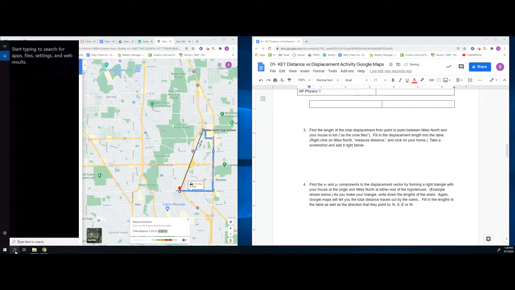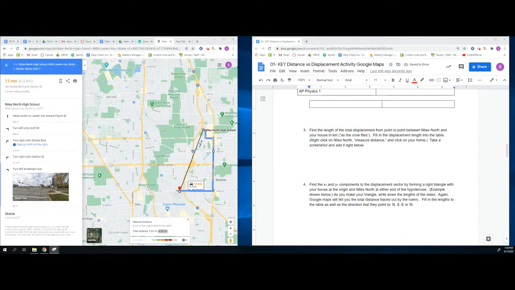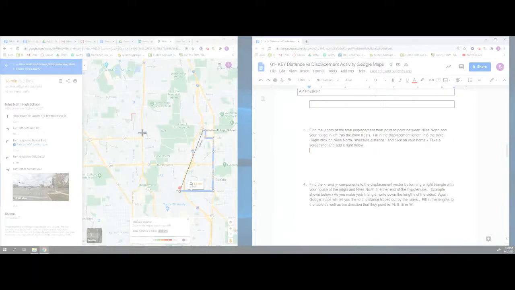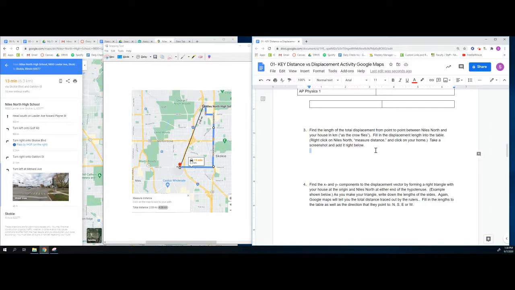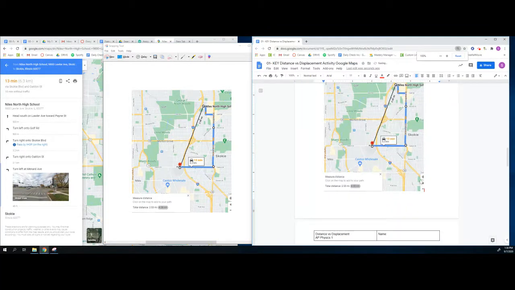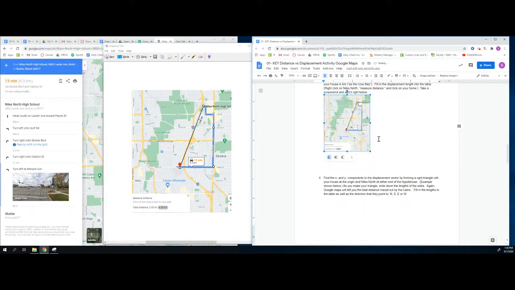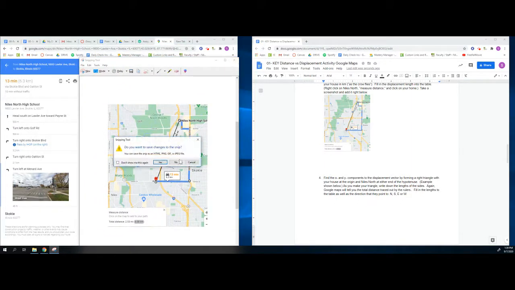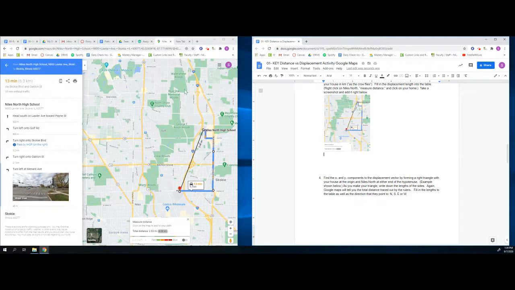I want to make sure I get my distance in, so it's actually a good screenshot. Copy and paste that, put that here. Okay, I'm going to shrink that down because I feel like that's a lot of space. Okay, find the x and y components by forming a right triangle. Okay, so I'll do that. So my right triangle would mean that, whoops, distance 2 here to here. I don't know, is that straight?